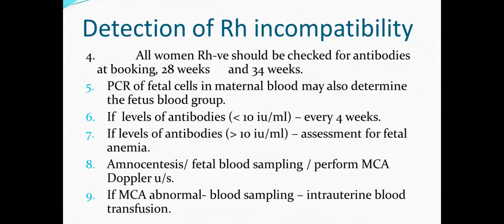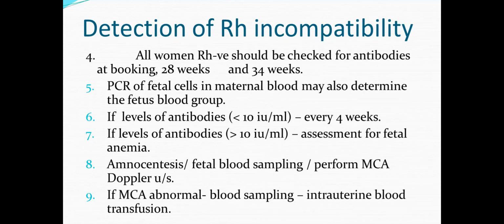All women who are Rh negative should be checked for antibody levels at booking, at 28 weeks and at 34 weeks. The PCR of fetal cells in maternal blood may also determine the fetal blood group. Now, when we check the antibody levels, if the levels are positive but low, meaning they are 4, 3 or 6, but less than 10 international units per ml, then we have to repeat these levels every 4 weeks.